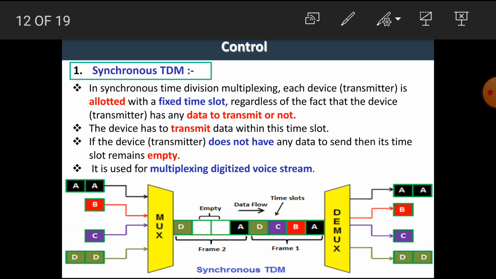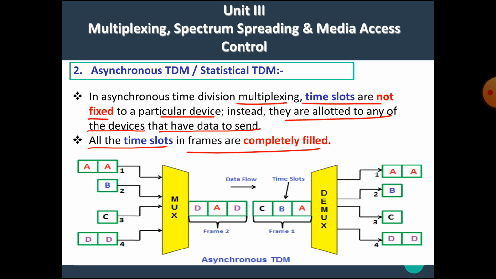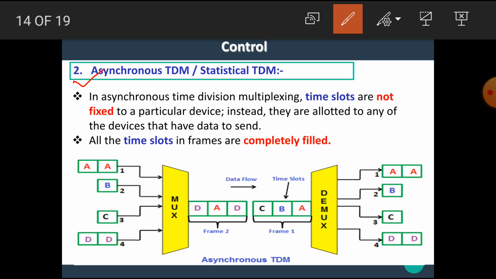In synchronous there may be some empty time slots, but in asynchronous TDM there is no empty time slot in the frame. Okay, let's see the diagram of the asynchronous time division multiplexing.